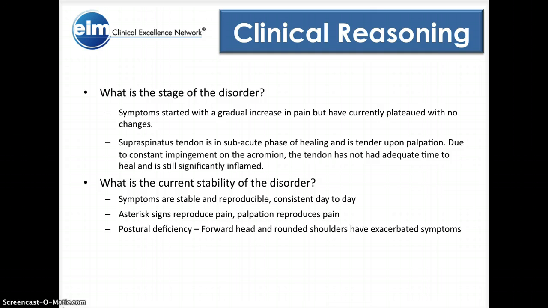Asterisk signs reproduce pain, and palpation within the physical exam, as we'll get into in a little bit, also reproduces pain. And then postural deficiency of forward head and rounded shoulders would exacerbate those symptoms with the shoulder impingement.